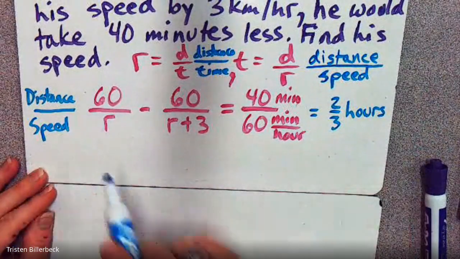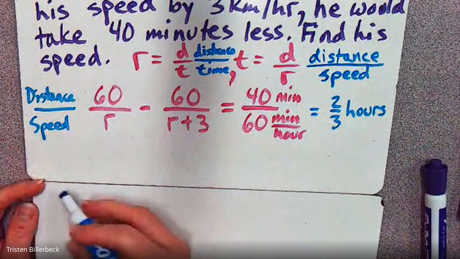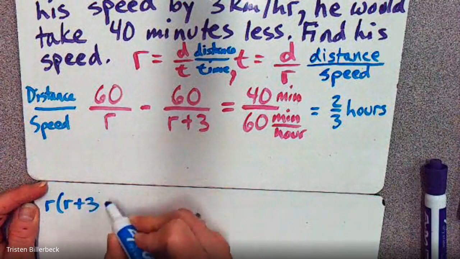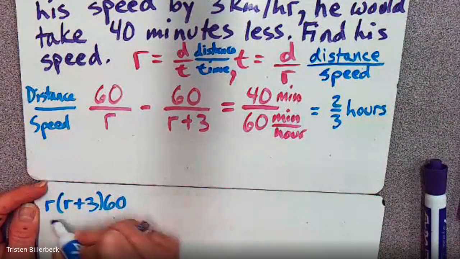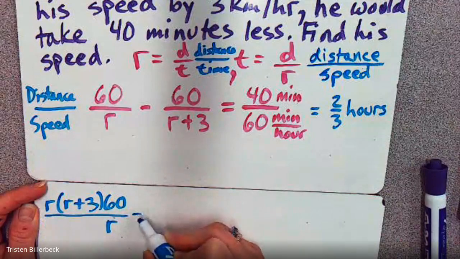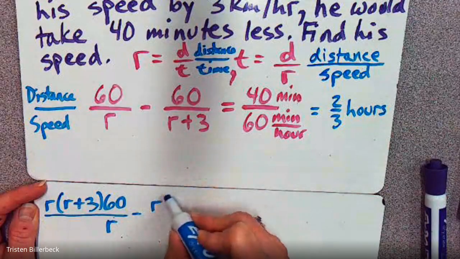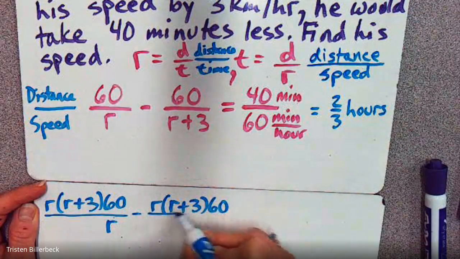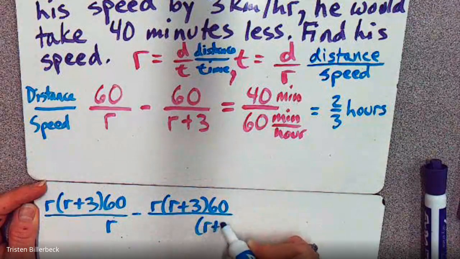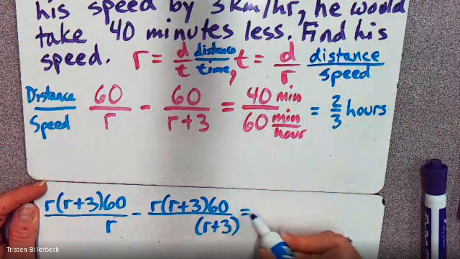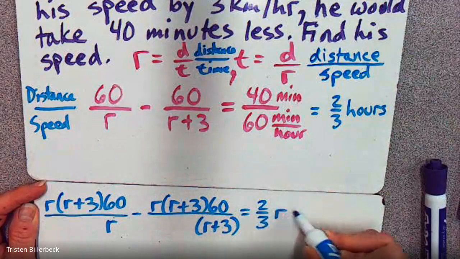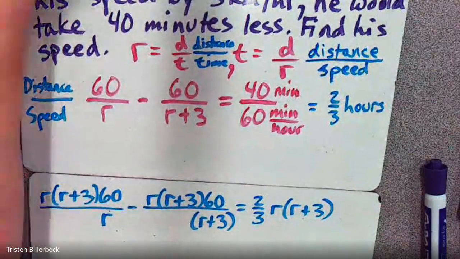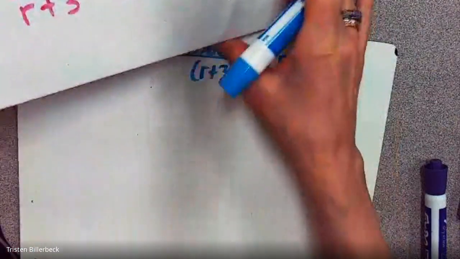Okay, so we're going to multiply by this denominator. So I have r plus 3 times 60 over r minus r times r plus 3 times 60 over r plus 3 equals 2/3 r times r plus 3. Okay, so that's what we're working with. I'm going to put this other board aside.